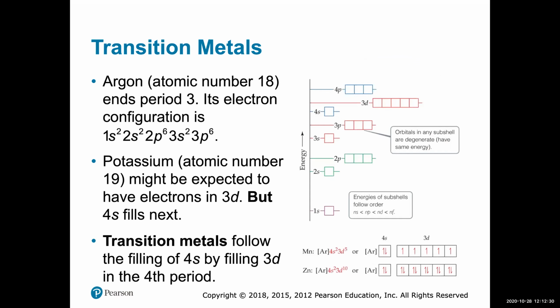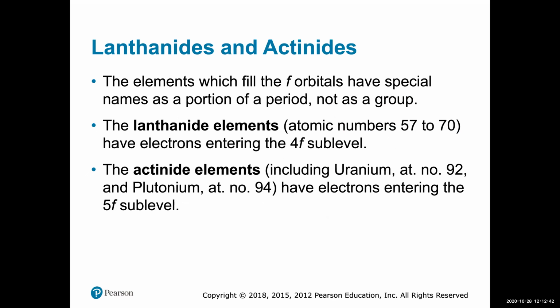Transition metals are a little bit different there, because then you start filling up the D shell. Lanthanides, actinides, you start filling up the F sublevel.